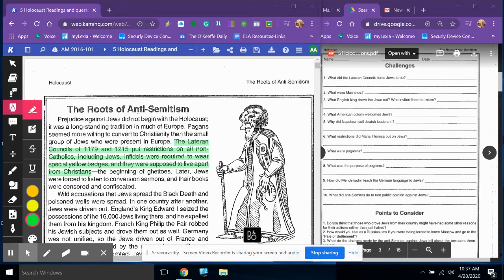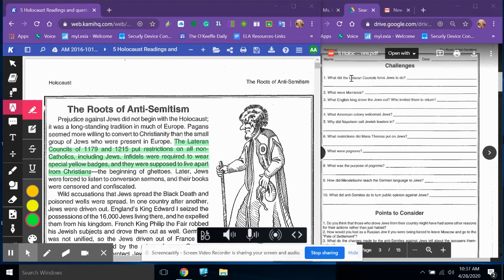The Roots of Anti-Semitism is the first of our 5 Holocaust readings. What you should do first when you do any reading is look over the text features and review the questions that you're going to be asked to answer in the reading.